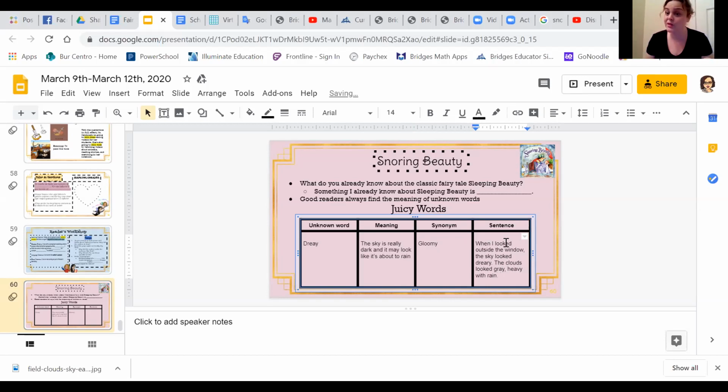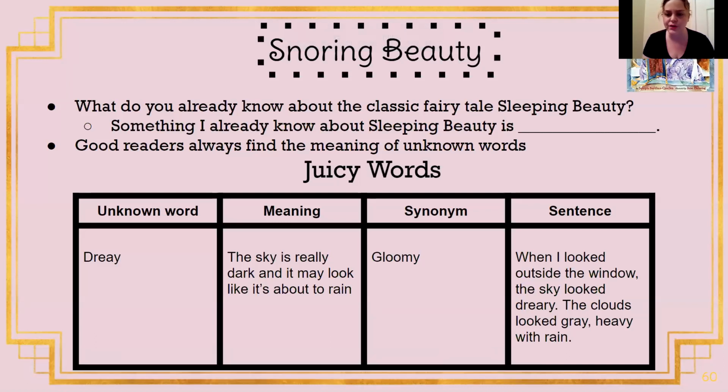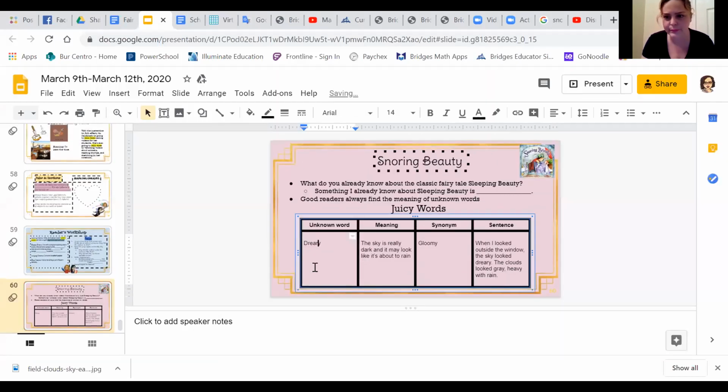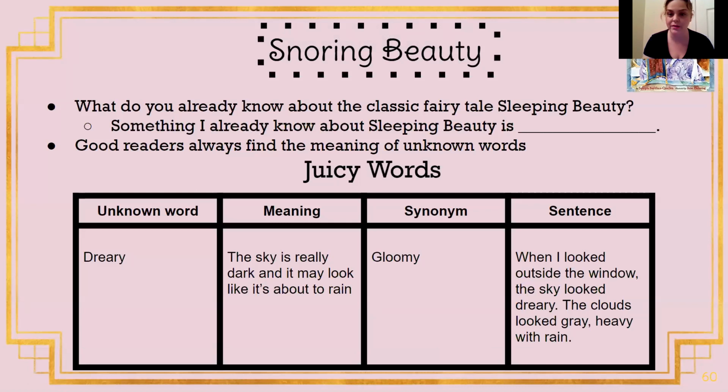Ooh, my table is really small because it's on my Google Slides page, but this is what you're gonna be doing in yours. So I'm gonna just make it bigger so you guys can see, and I want you to write it down. And instead of using my sentence, when I looked outside the window, the sky looked dreary, the clouds looked gray, heavy with rain, try to use your own, right? Think of your own. Oh, and I just noticed that I made a mistake, so let's fix that. The word dreary. Okay. So this is an opportunity for you right now to pause it and jot down anything that we've written so far. And we're gonna go back to the story. So I'm gonna stop share and we're back.